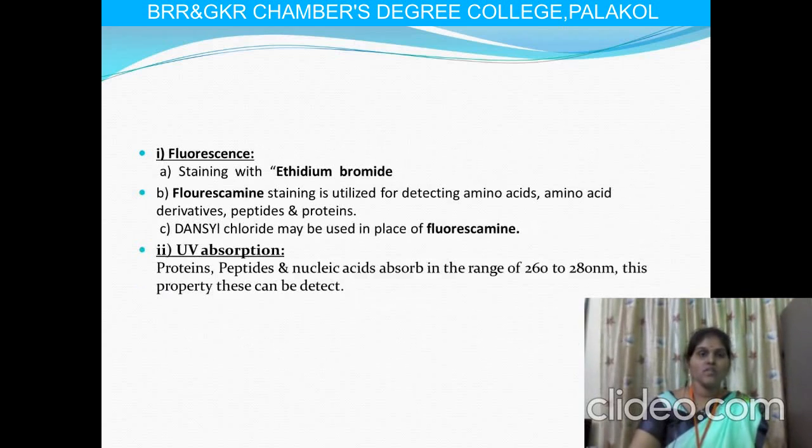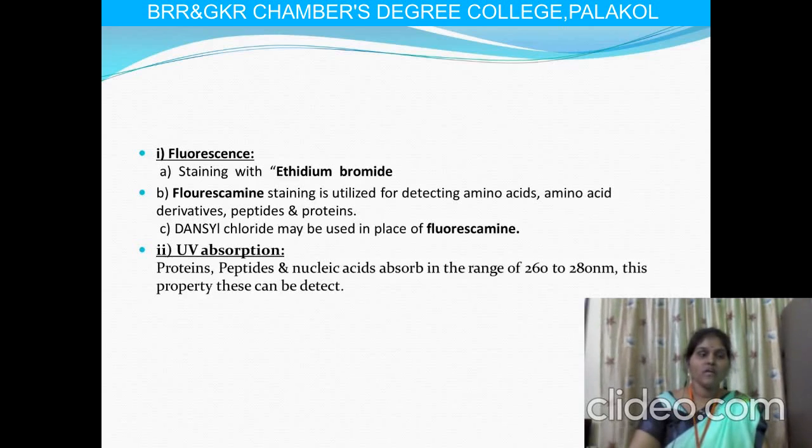And the next one is fluorescence. Fluorescence means the luminescence of substances by using stains like ethidium bromide. We add this ethidium bromide to assess the amount of proteins or amino acids. It is used for staining, utilized for the detection of different amino acids, proteins, and peptides, and also amino acid derivatives. And in place of fluorescence, we can use dansyl chloride also.